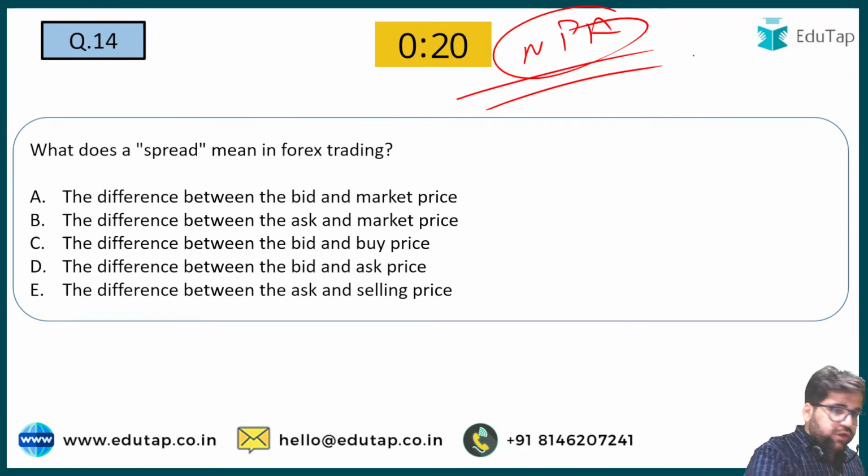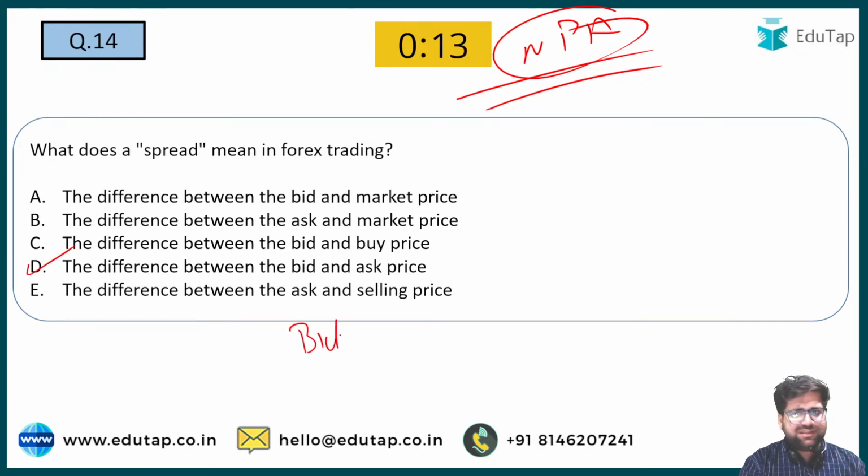Hanji. So maximum of you are going with D. Yes, D is the correct answer. That's the distance between the bid and the ask price. First, let's complete this question.